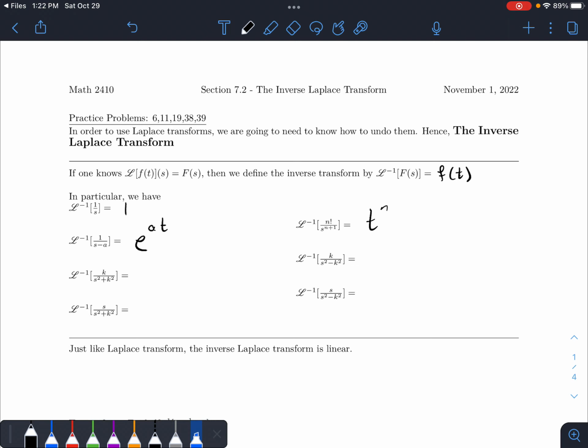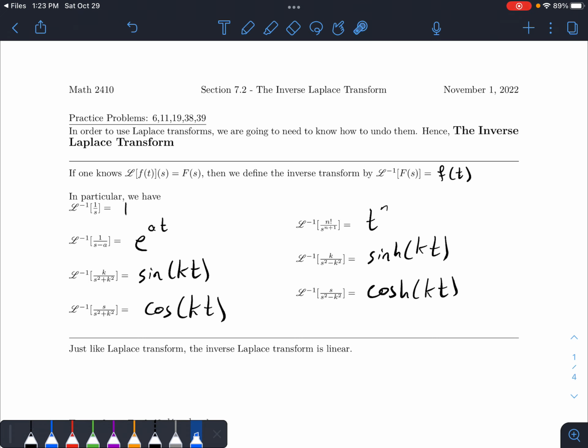Let's see, this one right here was just t to the n. k over s squared minus k squared was sinh of kt. This was cosh of kt. k over s squared plus k squared was just sine of kt. s over s squared plus k squared was cosine of kt.